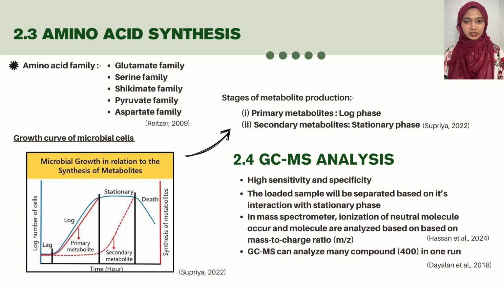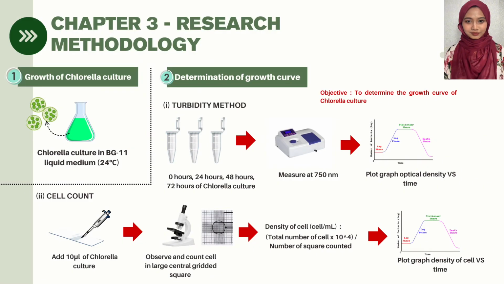GCMS is the gold standard in metabolomics due to its high sensitivity and specificity. It separates volatile molecules in gas chromatography and then ionizes and analyzes them by mass to charge ratio in the mass spectrometer. GCMS is able to run and analyze many compounds, around 400 compounds, in a single run.